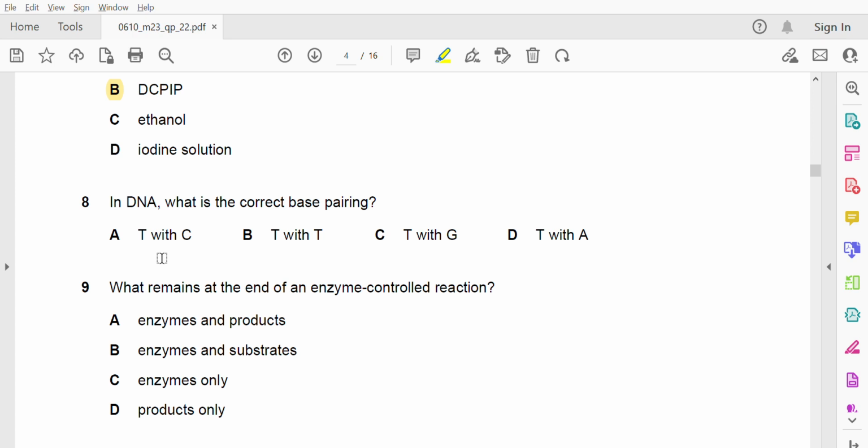G goes with C, A goes with T. Now, A goes with T. So we got the answer for 8. It is D. Question number 9.